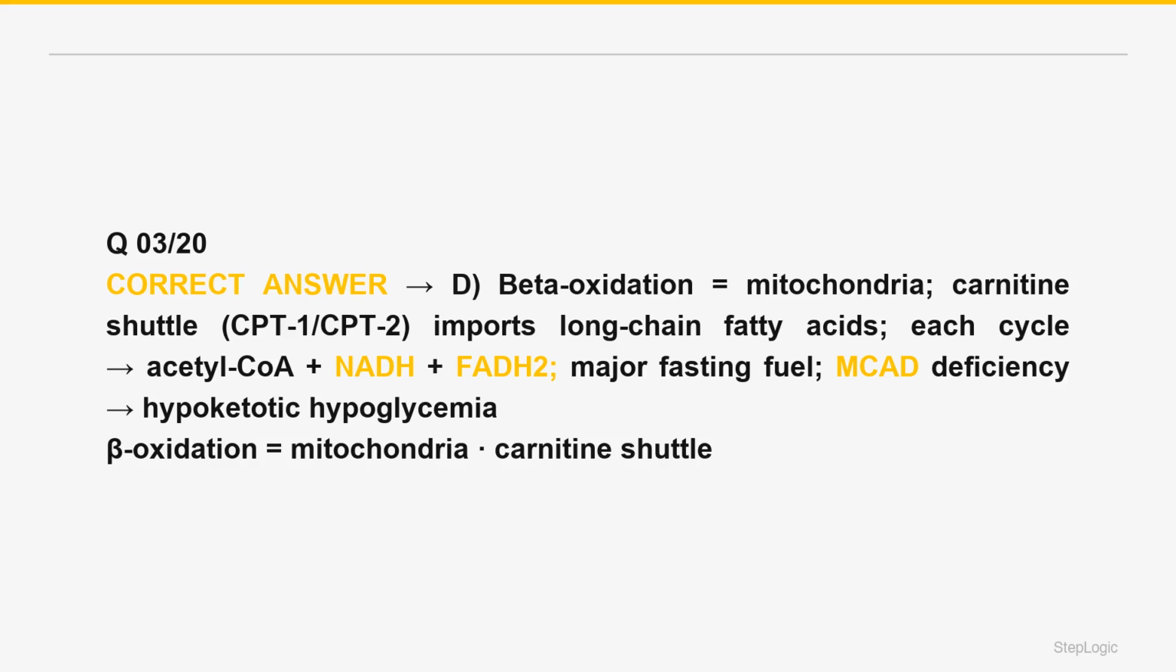Defects are high yield: medium-chain acyl-CoA dehydrogenase, MCAD. Deficiency impairs this pathway, so during fasting the patient cannot make ketones or use fat, which leads to hypoketotic hypoglycemia and dicarboxylic aciduria. Carnitine deficiency causes weakness and similar findings. The mitochondrial carnitine shuttle and beta oxidation producing acetyl-CoA, NADH, and FADH2 is correct.